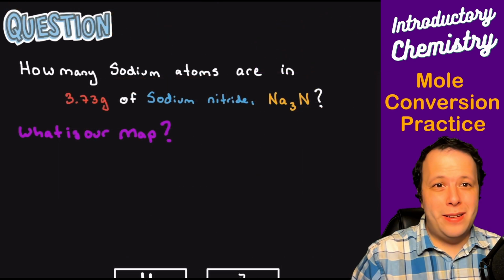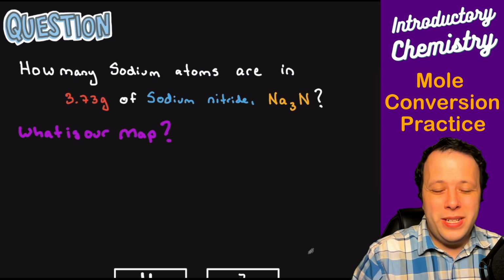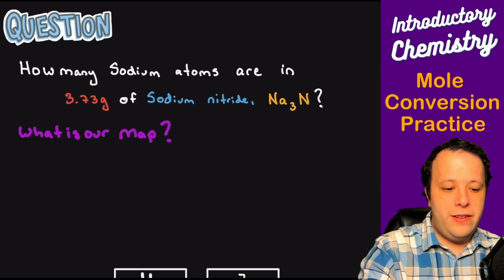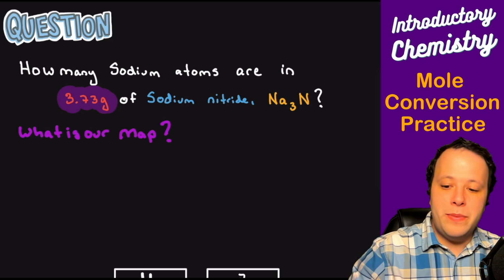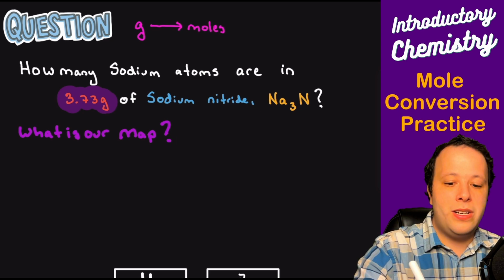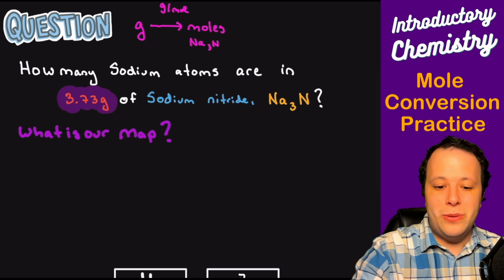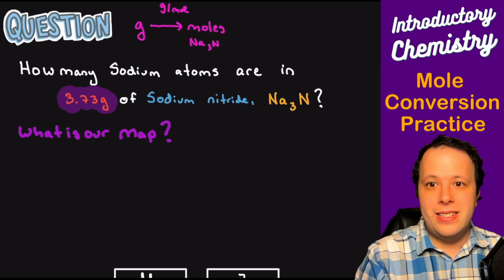How many sodium atoms are in 3.73 grams of sodium nitride? Map out your problem. So what did we start with? Well, the first thing is we have one of our masses. We have the mass of sodium nitride, which is a molecule. So we start with grams, and what are we going to do with that? We're going to convert that to moles of Na3N. So what we need to do first is get our molar mass in order to convert that.